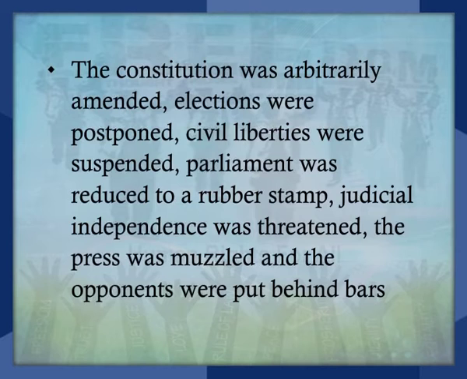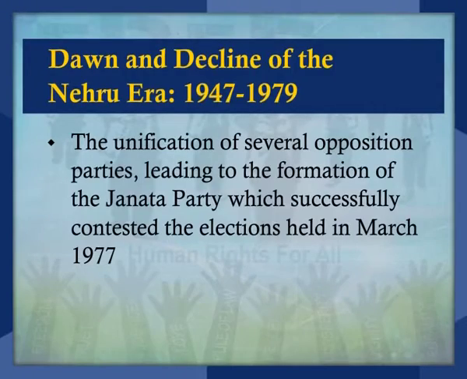The constitution was arbitrarily amended, elections were postponed, civil liberties were suspended, parliament was reduced to a rubber stamp, judicial independence was threatened, the press was muzzled, and the opponents were put behind bars. Interpreting this as an indication of popular support, Indira Gandhi decided to hold parliamentary elections. An unintended consequence of the emergency was the unification of several opposition parties, leading to the formation of the Janata Party, which successfully contested the elections held in March 1977.